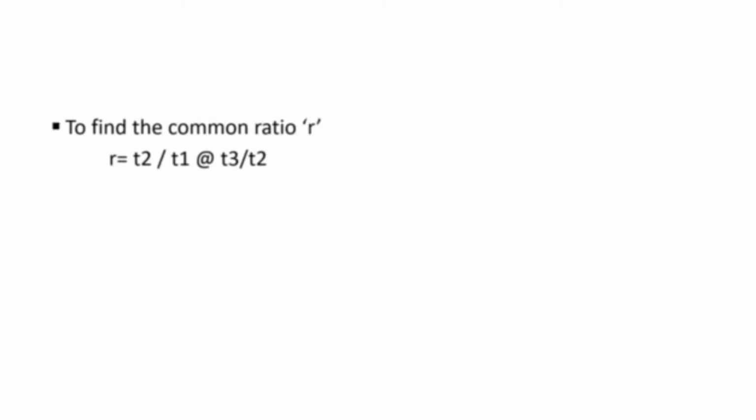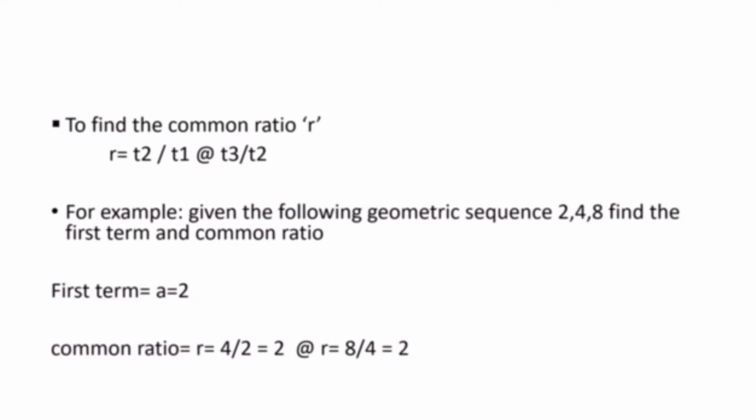To find the common ratio, R equals the second term divided by the first term, or the third term divided by the second term. For example, given the following geometric sequence 2, 4, and 8, find the first term and the common ratio. First term A equals 2, and common ratio R equals 4 divided by 2 equals 2, or R equals 8 divided by 4 equals 2.